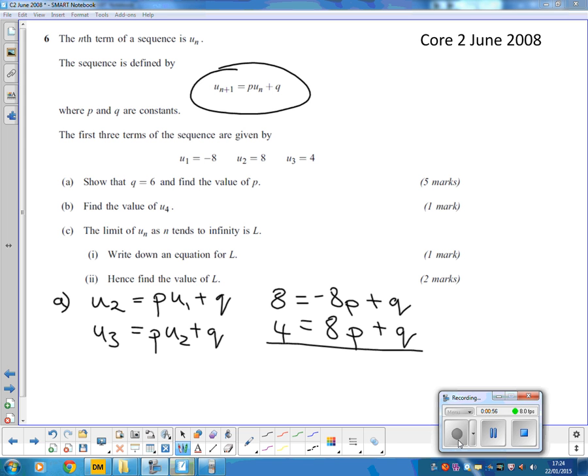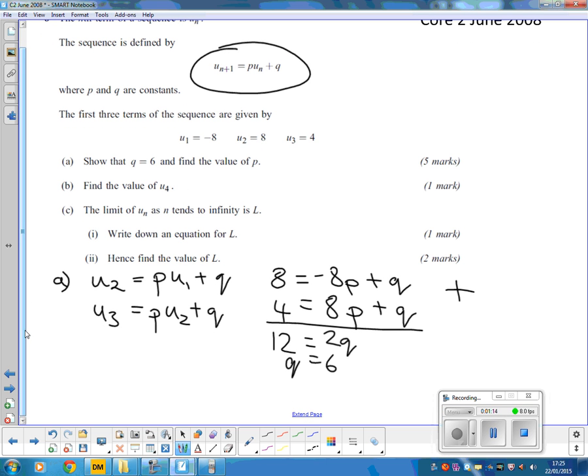So you can either add or subtract. I'm going to add these together. So that will give me 12 equals the P's, negative 8P plus 8P cancels out, is 2Q. So Q equals 6, which is what they wanted us to show. So we've shown that Q equals 6. And now we've got to find out what P is.